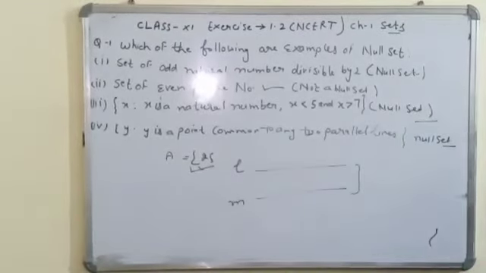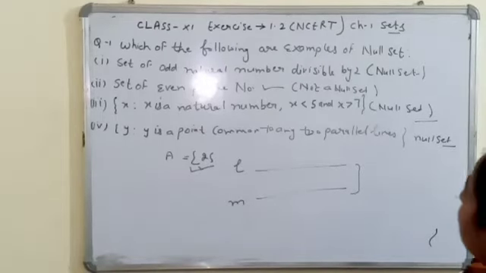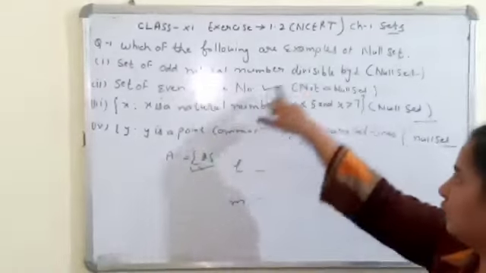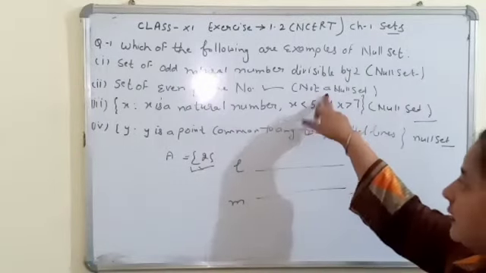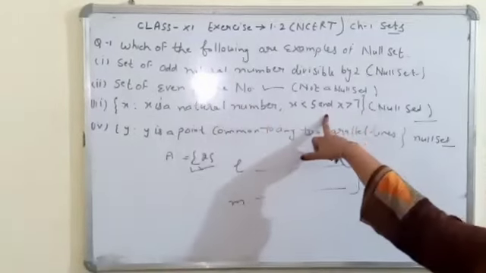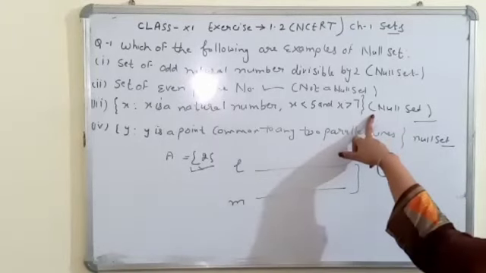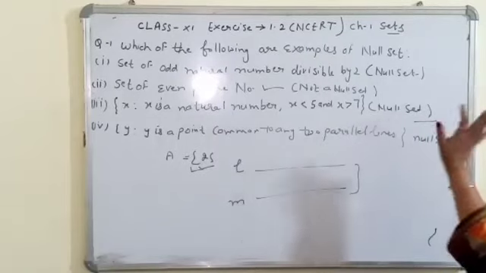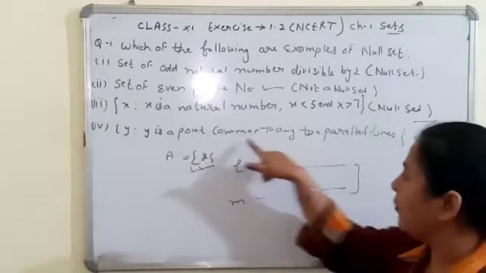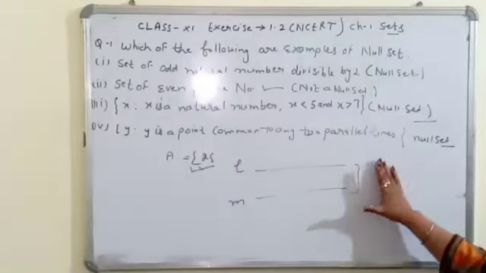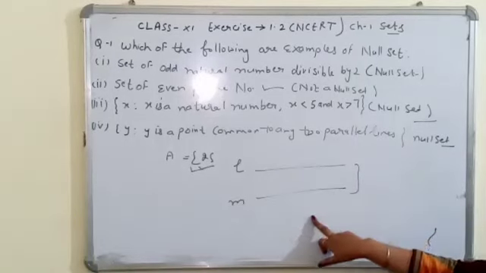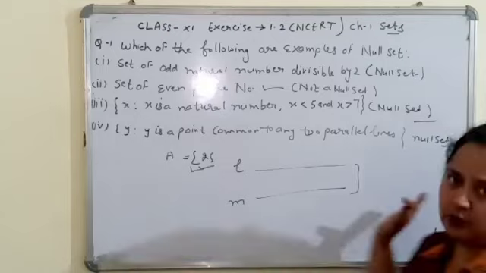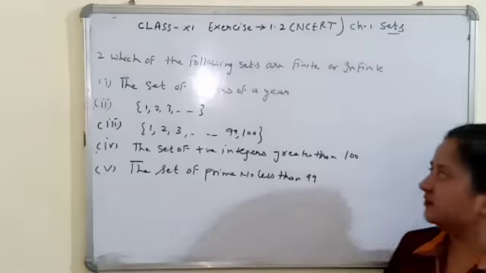So first one is, yes, this is a null set because there is no element. Even prime number, there is one element, so this is not a null set but it is a singleton set. X is a natural number less than 5, greater than 7. There is no digit which is less than 5 or greater than 7. So this is a null set. Y is a point common to any two parallel lines. We know it very well, between any two parallel lines there is no common point. So it is a null set. Now this was the question 1. Let's start the question 2.